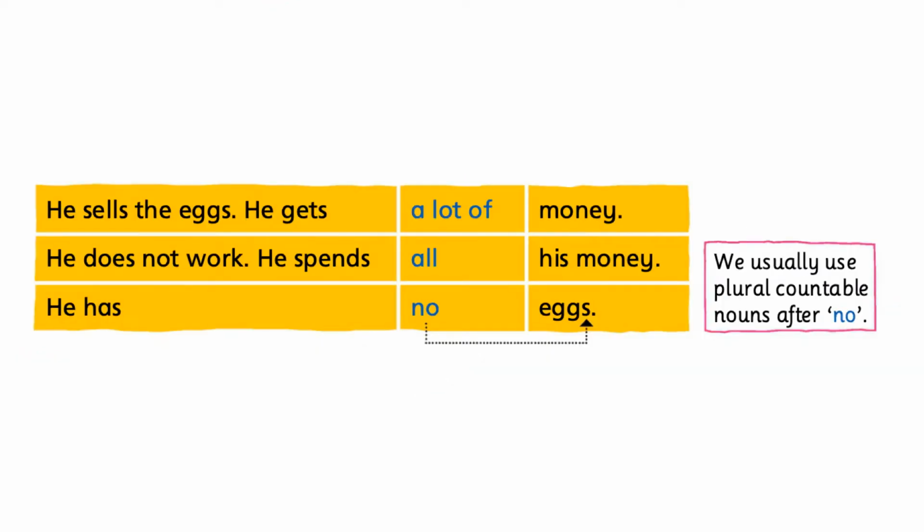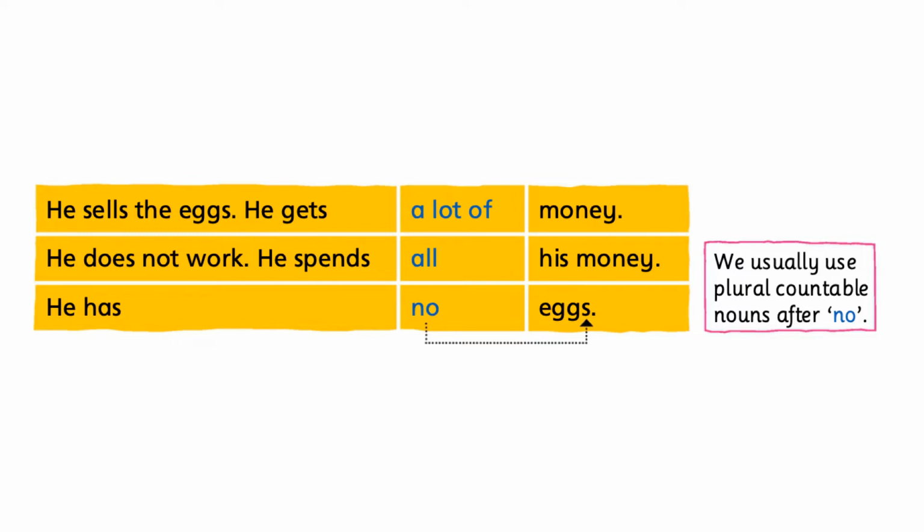Look at the grammar tables. He sells the eggs. He gets a lot of money. He does not work. He spends all his money. He has no eggs. Do you remember the fable in our story?